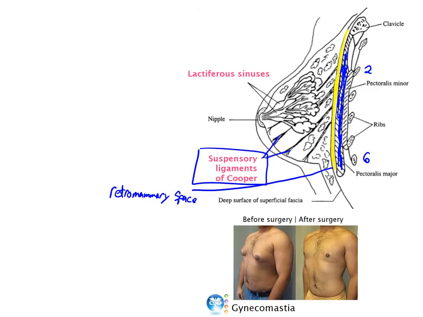The mammary gland itself has 15 to 20 lobes, which drain into lactiferous ducts, and as we said on the previous slide, those lactiferous ducts open onto the nipple. The dilations of the lactiferous ducts near the nipple are referred to as the lactiferous sinuses. These sinuses serve as reservoirs where milk accumulates during lactation.